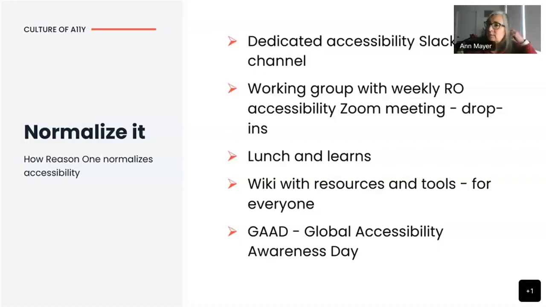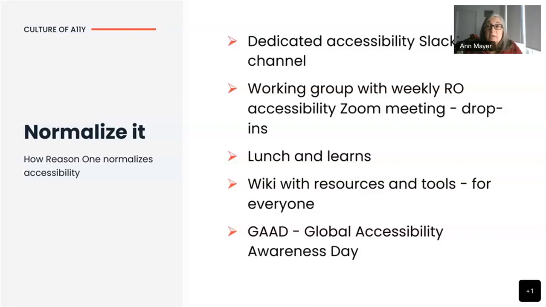Here are some things that we do at Reason One to normalize accessibility, so it's at the forefront of everybody's mind. We have a dedicated accessibility Slack channel where anybody can pop in and ask questions, like, I've got a problem, how do I solution this? We have some great discussions. People post things that they've found. We have an informal working group that meets regularly over Zoom. Again, anybody can drop in on a chat. It's not just for the working group.